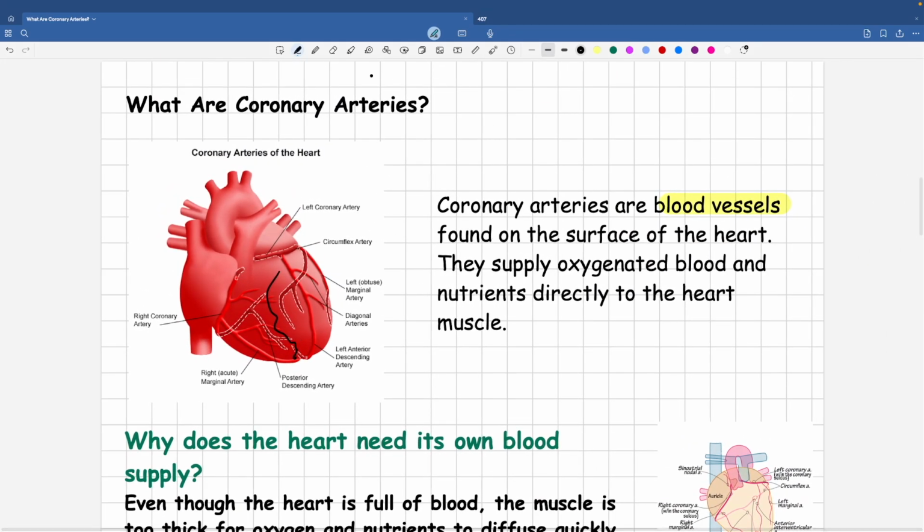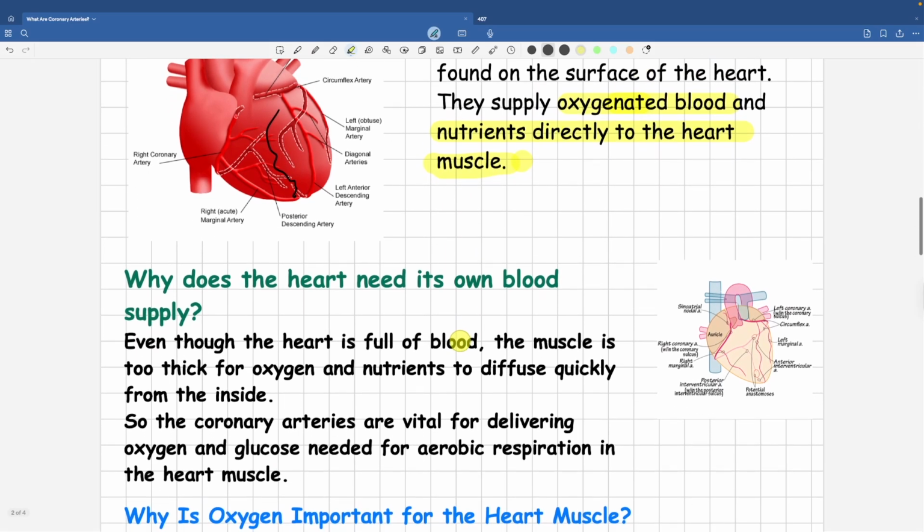So, what's the function of coronary arteries? That should be in your mind, right? Coronary arteries basically supply oxygenated blood and nutrients directly to the heart. But the question should be, why does the heart need its own blood supply, right? Because the heart is continuously getting blood on the inside, so it should be able to get the nutrients as well as oxygen from the blood.